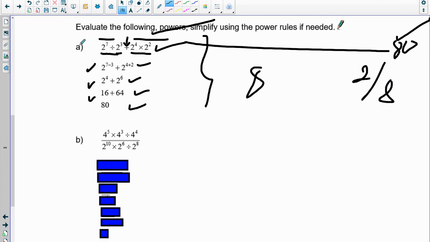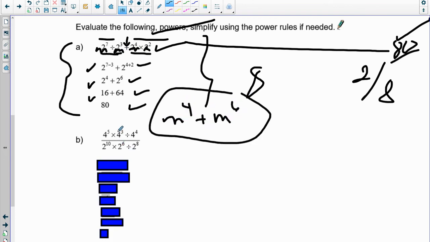All right? Work is far more important than the answer. The answer is just the last line. I can take this work here, and once you understand it, I can take all of these and turn them into variables, right? M, M, M, and M, and you would get at the end M to the 4 plus M to the 6, and that would be your final answer. You can't put that in your calculator.